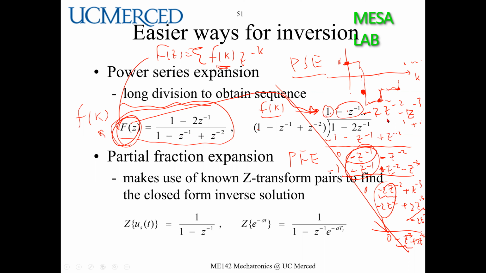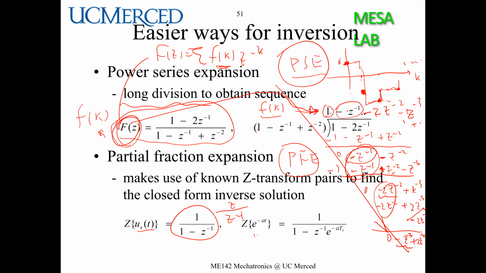But this is tedious. It's very brute force. I hate it. So PSE is not the real way we want to go. We actually want to do PFE. Because we have known that the unit step is this one, now they are using z^-1, but if you multiply by z over z, you can see z divided by z minus 1. It's fine, they are the same.